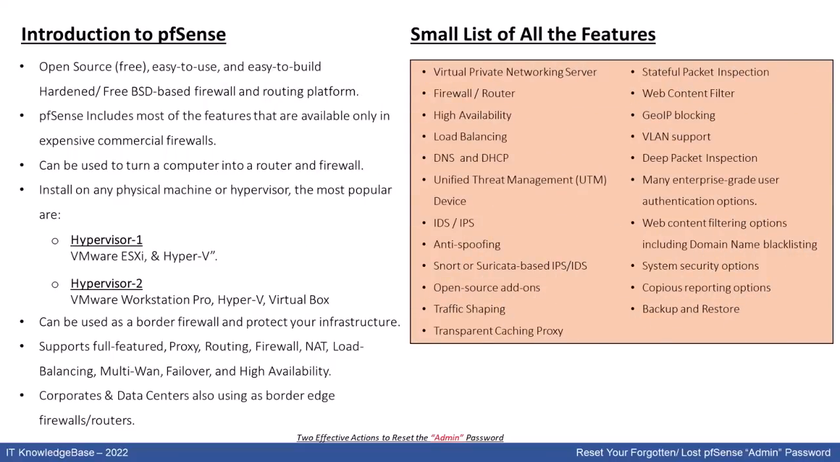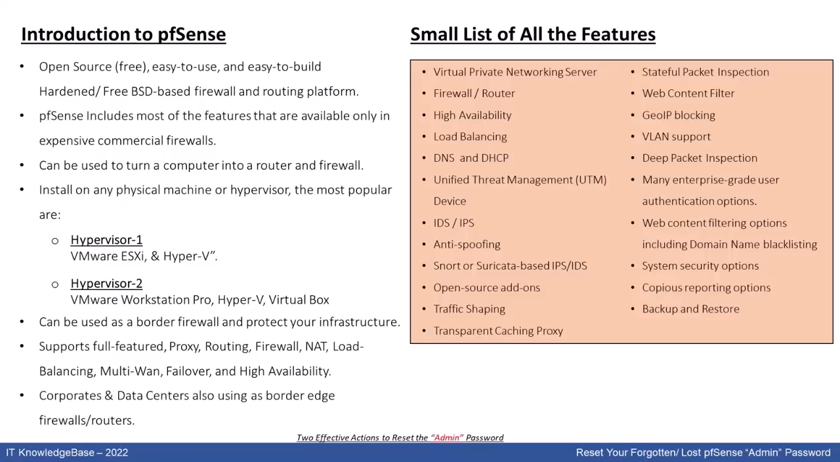Introduction to pfSense. pfSense is an open source, free, easy to use, and easy to build hardened FreeBSD based firewall and routing platform. pfSense also includes most of the features that are available only in expensive commercial firewalls. pfSense can be used to turn a computer into a router and firewall. You can install pfSense on any physical machine or hypervisor. The most popular are Hypervisor 1. Corporates always prefer to go with Hypervisor 1, which is VMware ESXi and Hyper-V.